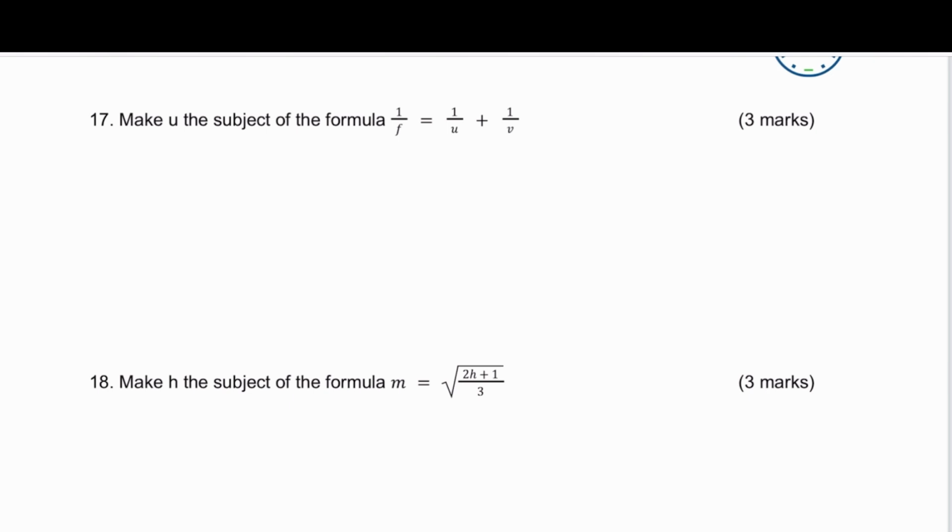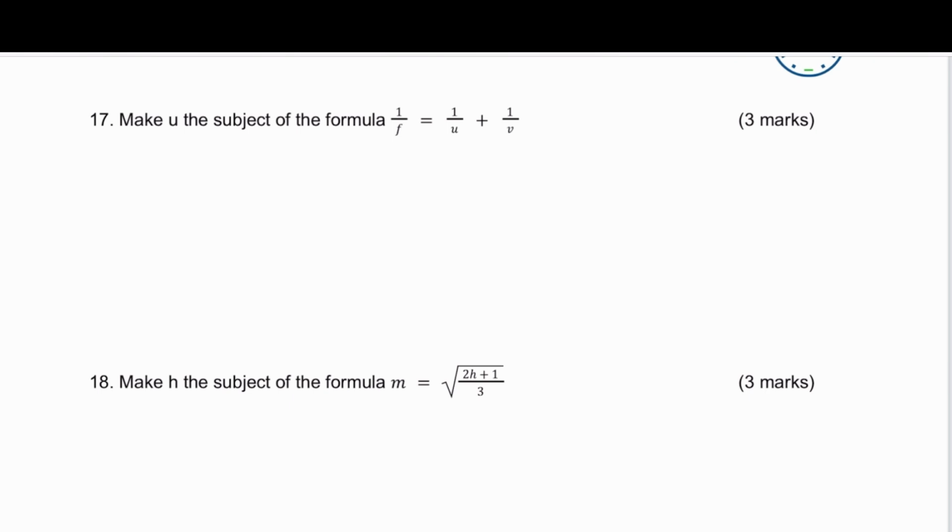Okay, so with this type of formula, we need to add two fractions together. So what I'm going to do is make the denominator of 1 over u and 1 over v the same, which is going to be uv. Now, in order to do that, what I've got to do is multiply the first fraction through by v and the second fraction through by u.